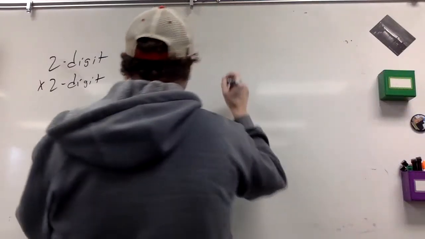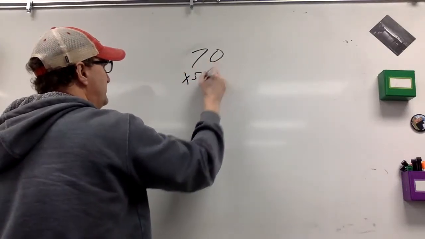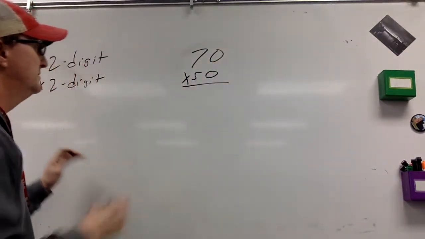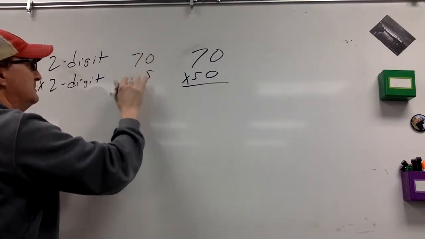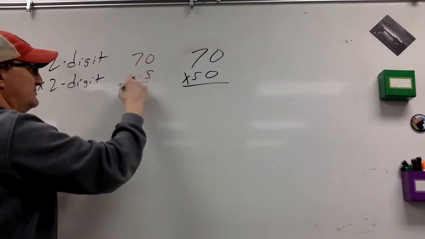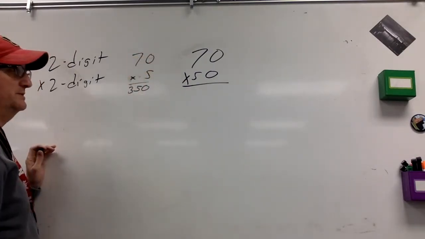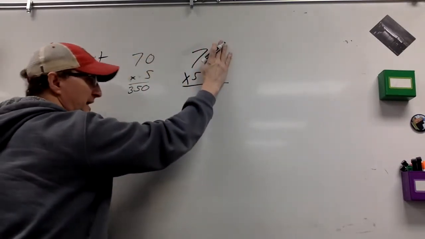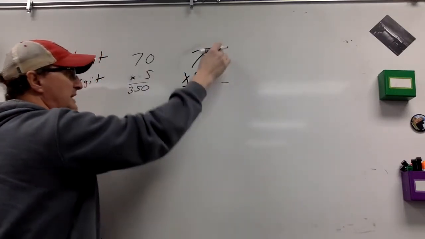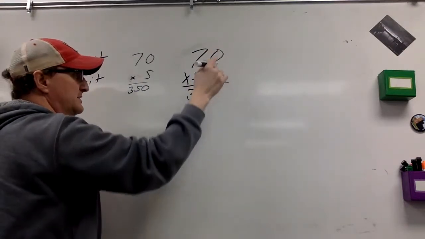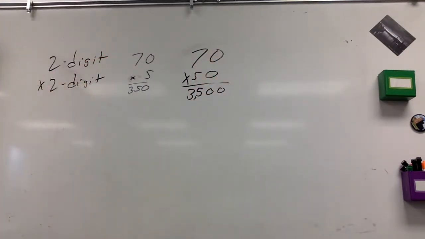So for example, let's say we have 70 times 50. Well, 70 times 5, we know 7 times 5 is 35. Since it's a multiple of 10, we put a 0 in the ones place. Cover that up. We got 7 times 5 is 35. So now we've got two multiples of 10, so that means we have 0 in the tens place and the ones place. So 3,500.